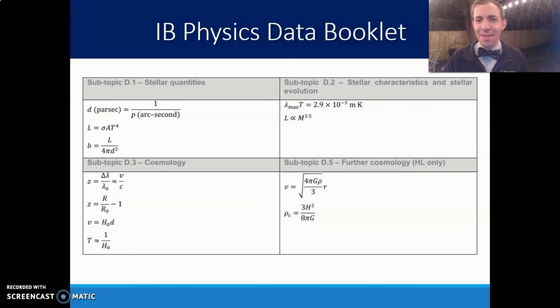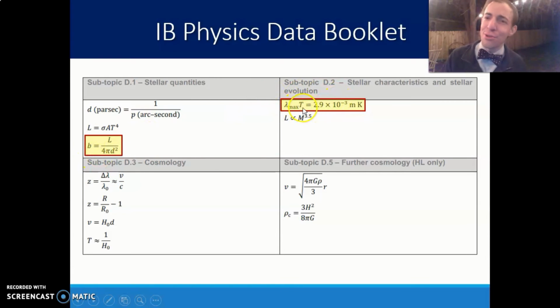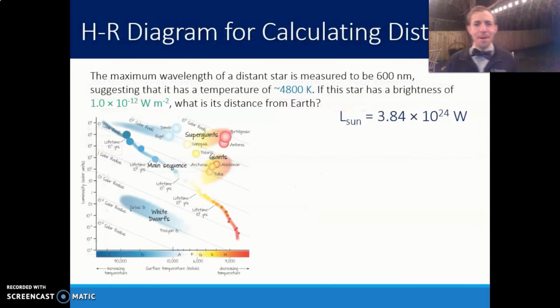In your physics data booklet, we have talked about these quantities before, these different properties of how to relate brightness and luminosity, as well as how to relate temperature and the maximum wavelength. We're going to use that here to find some other properties that we can figure out through these HR diagrams. So let's use an HR diagram to figure out some more information about a star.